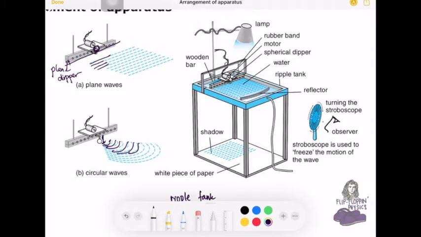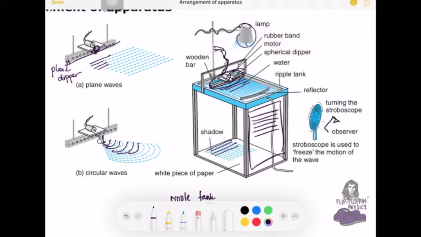Okay, and then the structure of it is that you have this place where the dipper is over here, and then it is connected to a motor, and there's a lamp on top as well. This lamp will shine right through the wavefront over here, and then the reflection of it will be displayed at the bottom, which we call the screen. But some of the newer ripple tanks will reflect this directly onto a screen over here. Then you can see the shape of a plane wave over here, right?